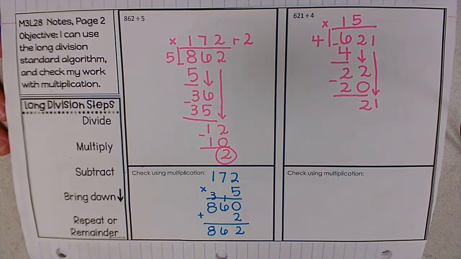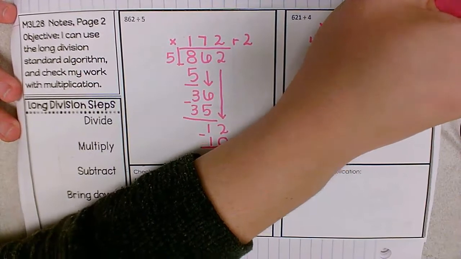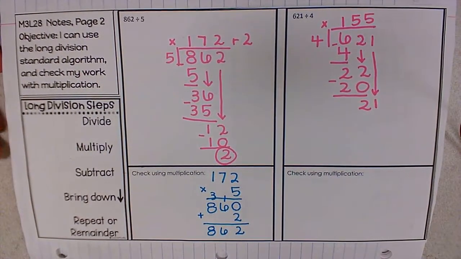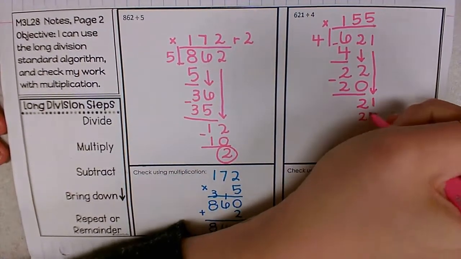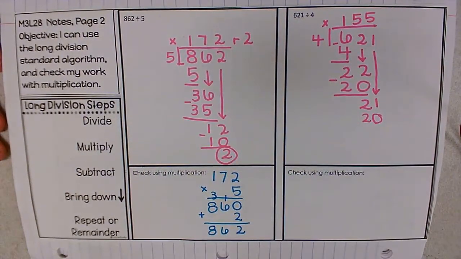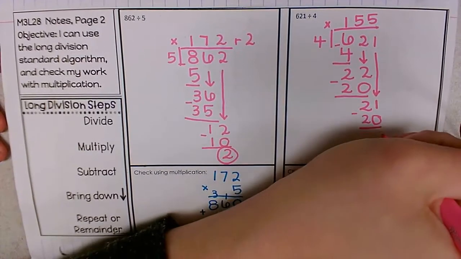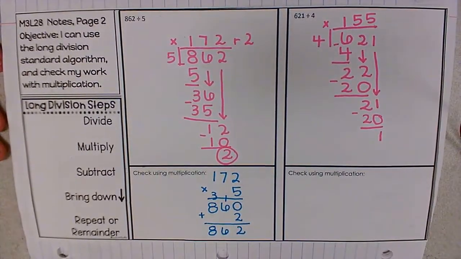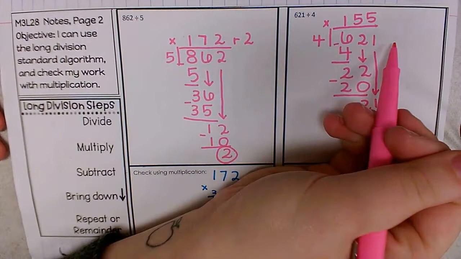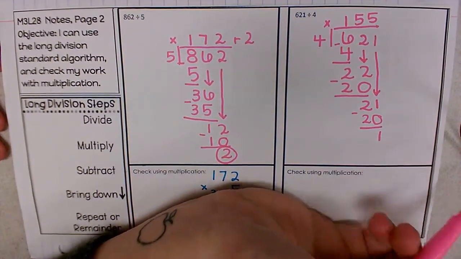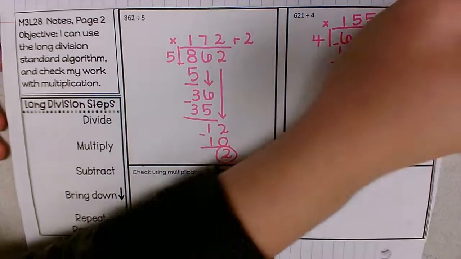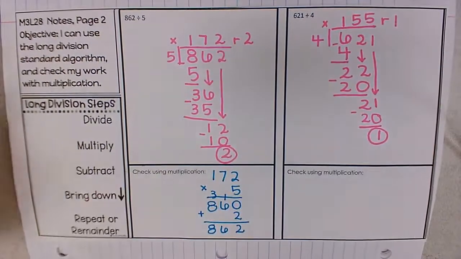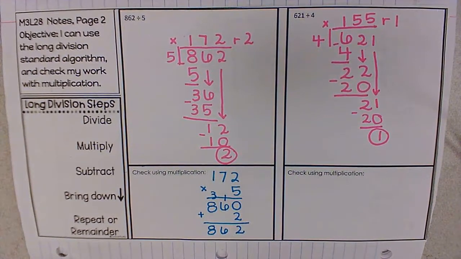Divide. 21 divided by 4. Again, the closest I can get is 5 groups. Divide, multiply. 5 times 4 is 20. Divide, multiply, and subtract. Bring it on down. There's nothing to bring down. So if there's nothing to bring down, that means my last step is identifying my remainder. Let's check our work to see how we did.